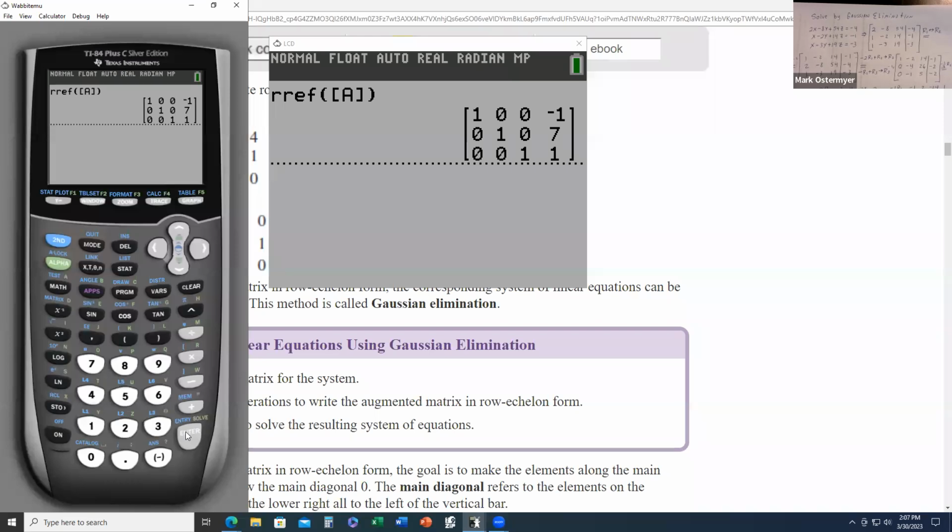Boom, done. Solved. Your solution is in the rightmost column. Your X coordinate is -1, your Y coordinate is 7, your Z coordinate is 1. That's your ordered triple solution. Notice this matrix is in what form? Is this row echelon form or reduced row echelon form? What form is that in, ladies and gentlemen? Reduced. That's in reduced row echelon form. And we would have had to go the extra 10 miles to get our matrix into reduced row echelon form. It's amazing. Your calculator did this within about a fraction of a second.